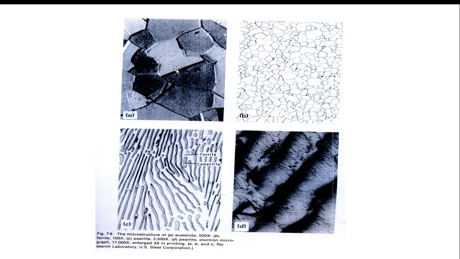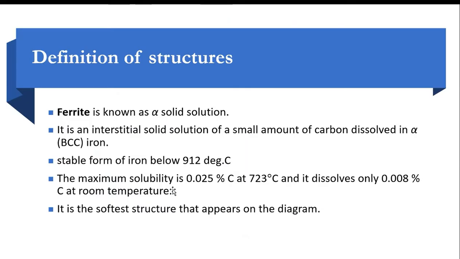So these are also some of the microstructures. This is austenite at 500 times magnification, right, 500 zooming, and this is ferrite, and pearlite, and again pearlite, which is very zoomed in. You can identify those phases, right. So we'll see what the structures are now.